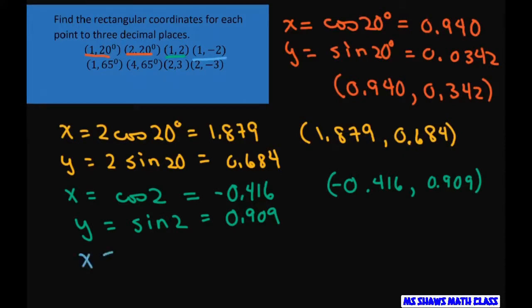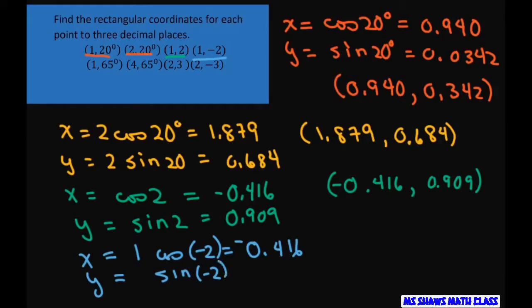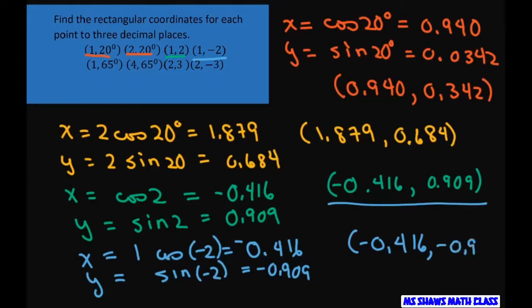And now our last one here is this one. So you get x equals 1 cosine of negative 2, and that gives you negative 0.416. And y equals sine of negative 2, and that gives you negative 0.909. So it's the same as this one, but our y is negative. Okay, the others are very similar.